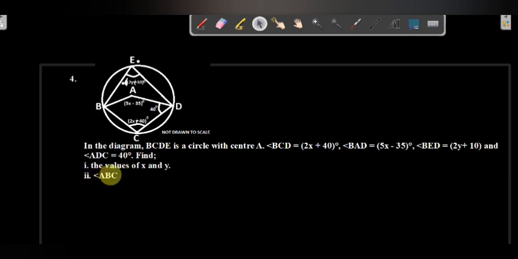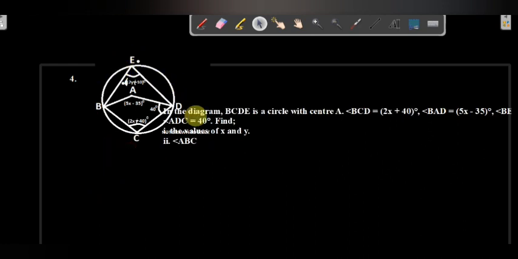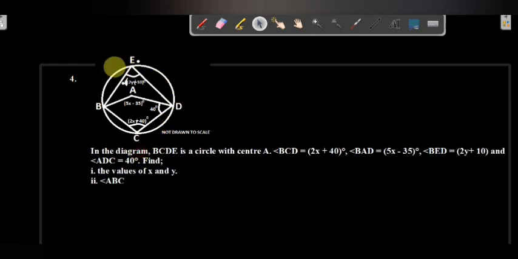And 2, angle ABC. So here we have a circle with points B, C, D, E. Now BCDE forms a quadrilateral whose vertices are on the circumference of this circle. So that makes it a cyclic quadrilateral. ABCD is not a cyclic quadrilateral because this point here is not at the circumference. But this is a cyclic quadrilateral.